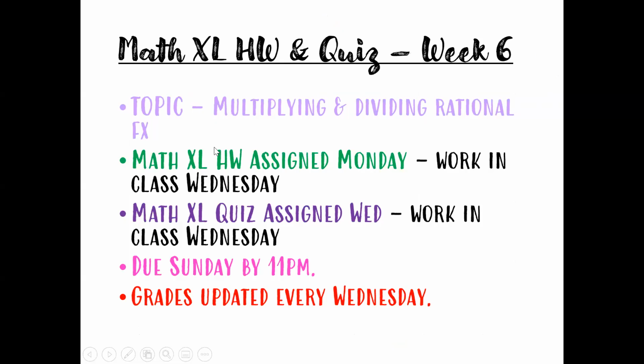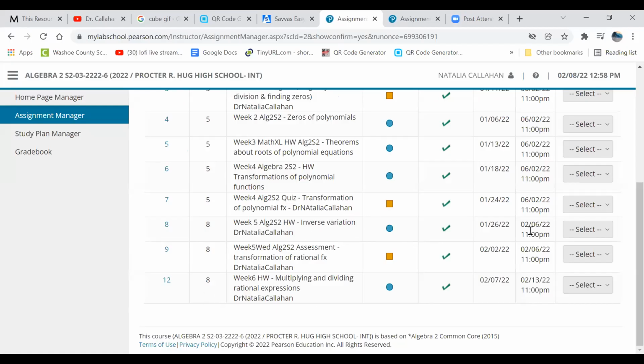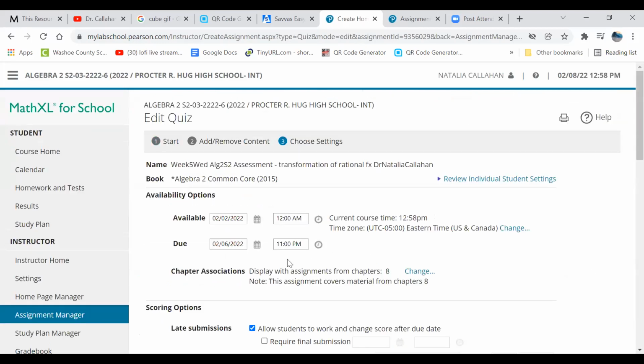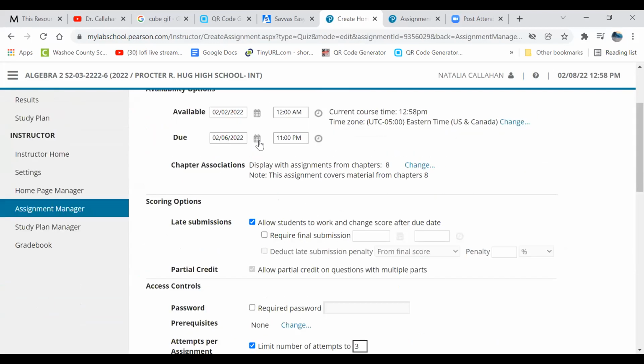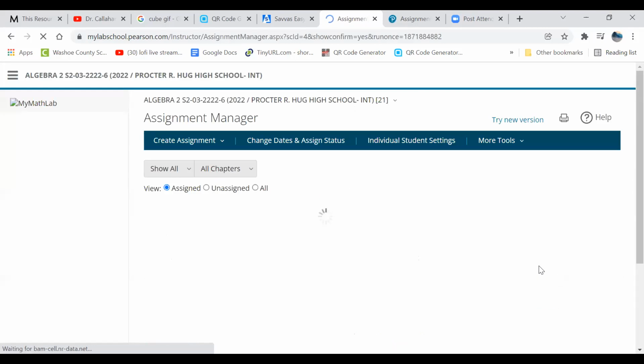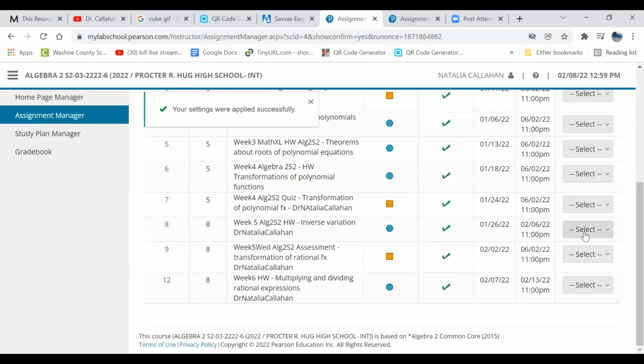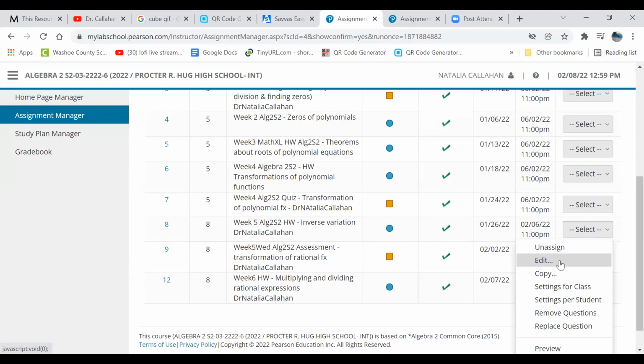So when we're talking about multiplying and dividing rational expressions, rational functions, your homework assigned Monday, you now have access to. And then I just forgot one more thing. I'm going to go back here and reopen your quizzes, because tomorrow is Wednesday, and you will have your Math Excel on that day. It's always due on the Sunday by 11 p.m. So if you didn't do week 5's homework and quiz, I'm going to reopen it, but it is going to be late. Just keep that in mind, and there will be a penalty.